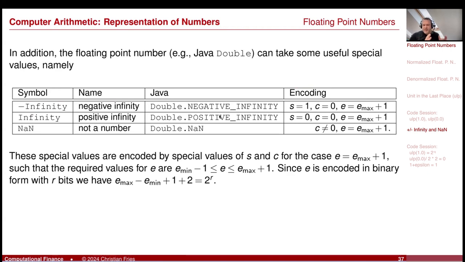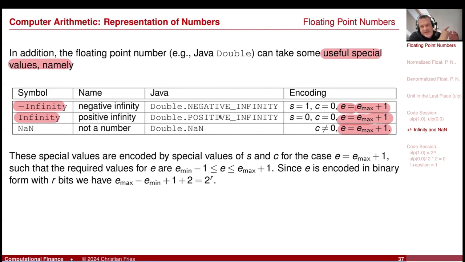So now comes the third set. Because we had E between E min and E max, we had E equals E min minus 1, and we also have the possibility that E is equal to E max plus 1. So if E is equal to E max plus 1, we represent another set of numbers. And these are some useful special values. For example, minus infinity and plus infinity. So plus infinity is just C equals 0 and E equals E max plus 1.